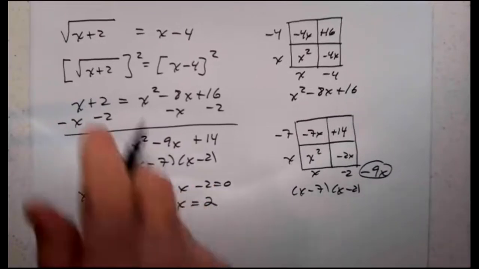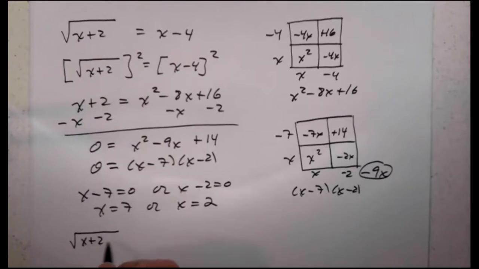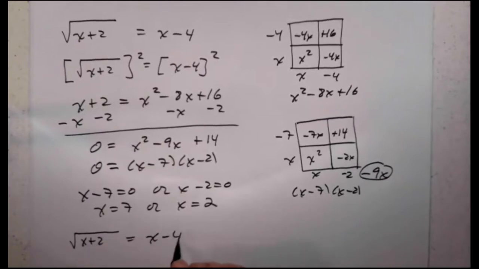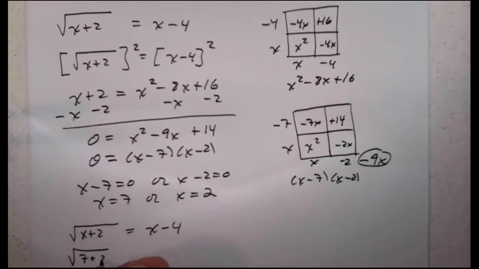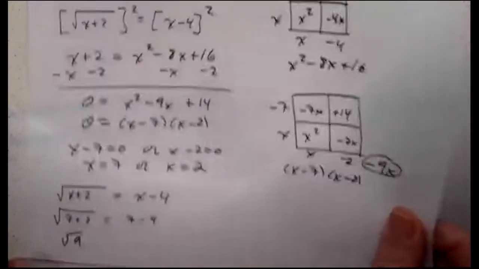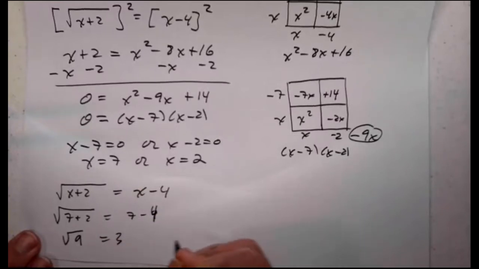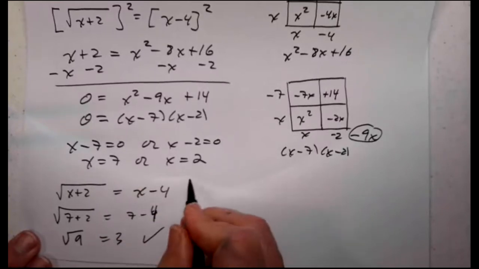So we plug them into the original. The original question was root x plus 2 equals x minus 4. If I plug 7 in, root 7 plus 2, does that equal 7 minus 4? Root 7 plus 2 is root 9. Does root 9 equal 7 minus 4, does root 9 equal 3? Yes, it does. So 7 is good.